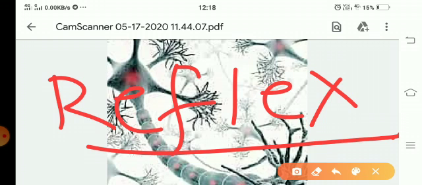In the next class we will study about sense organs. There are mainly five sense organs: eyes, ears, nose, tongue, and skin. So in the next class we will study about the eyes, ears, nose, tongue, and skin.